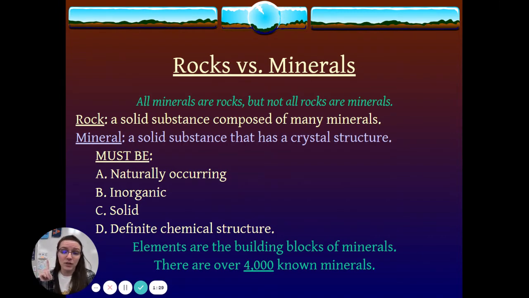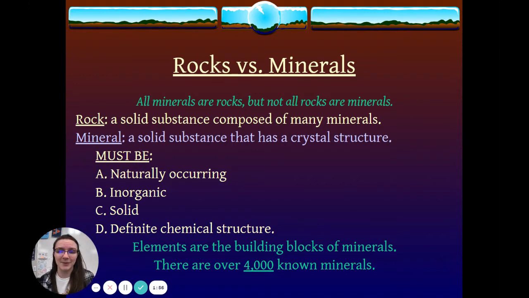One, it has to be naturally occurring. You could go outside and pick up a mineral, not grown in a lab. Two, inorganic. It can't be alive. Three, it has to be solid. And four, it has to have a definite chemical structure. Elements and chemicals are the building blocks of minerals, and there are over 4,000 known minerals from different combinations of elements and chemicals.